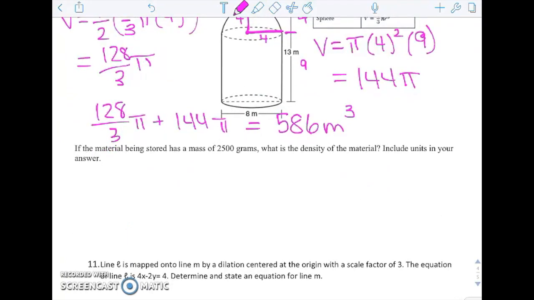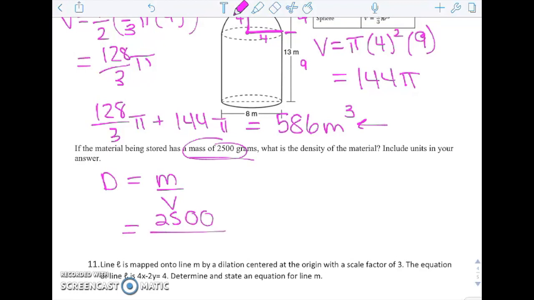Now, if the material stored has a mass of 2,500 grams, what is the density of the material? So let's think about this. Density is mass over volume. They gave me the mass, and I just calculated the volume. So mass is 2,500. The volume is 586. And so this would be 4.2662116. And I'm going to say that maybe the directions say to round to the nearest hundredth. So 4.27.